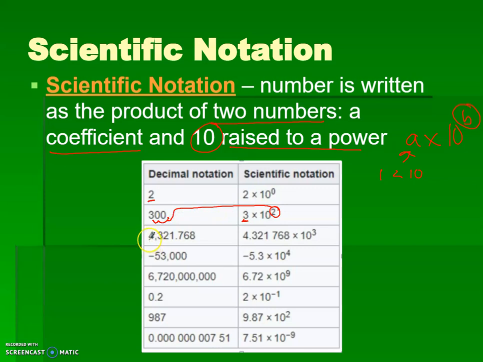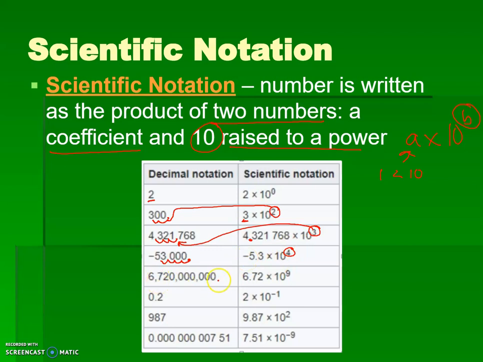If we have 4,321.768, all right, 4,000 is greater than 10. So I can move this 1, 2, 3 times, and I get 4.321768 times 10 to the third. That 3 times that I move the decimal place. Here I have negative 53,000. I'm going to move the decimal place 1, 2, 3, 4 times, so 10 to the fourth. And yes, you can have negative numbers in scientific notation.